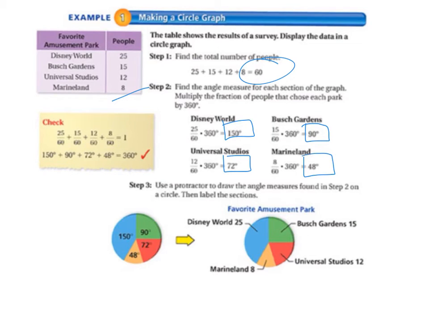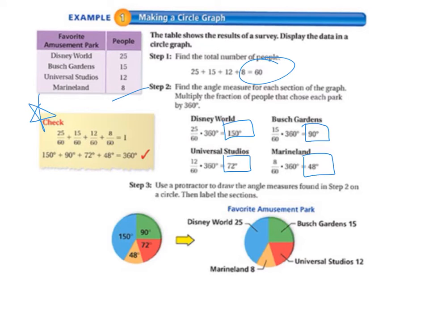Marineland equals 48 degrees. Step 3, use a protractor to draw the angle measures found in Step 2 on a circle, then label the sections. Before we do that, of course, we should do the check, which is to make sure that our fractions all add up to 1 and our degrees all add up to 360.